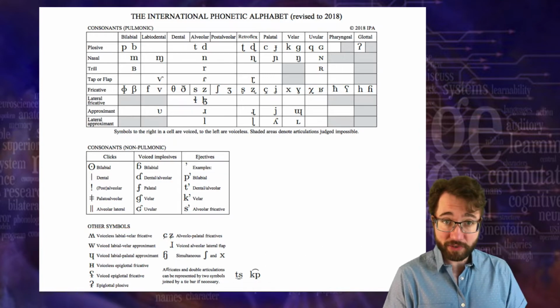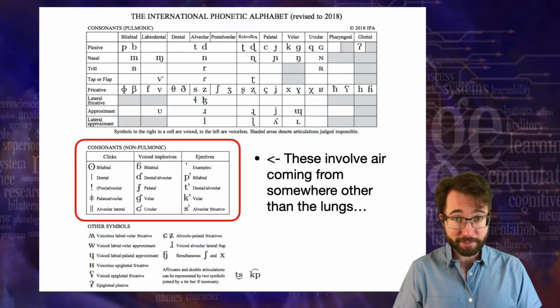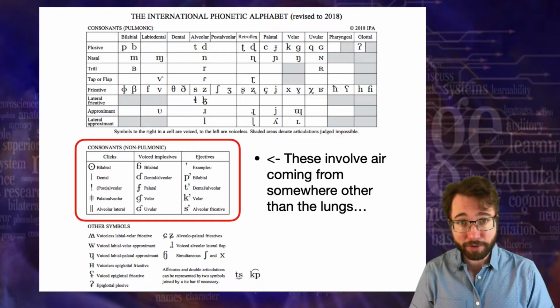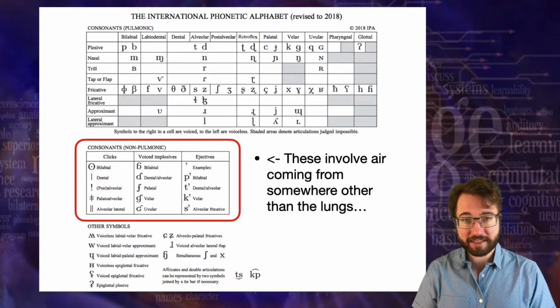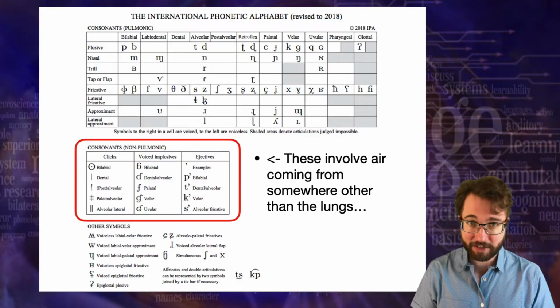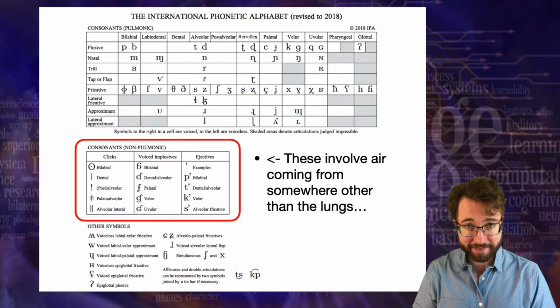I'd like to also draw your attention to this box. This box has a bunch of really fun and interesting consonants. These are the consonants that are non-pulmonic. So these are consonants that are not articulated using air coming out of your lungs. They're articulated in some other way. So let's go through them. They're pretty interesting. We'll start with the ejectives on the right here.